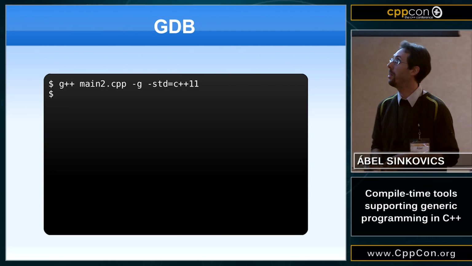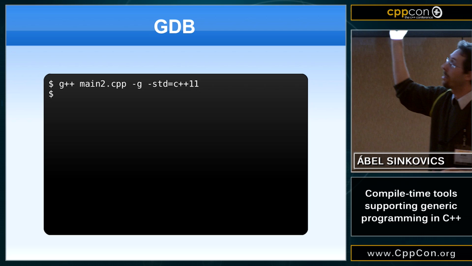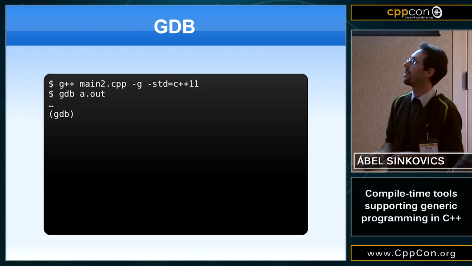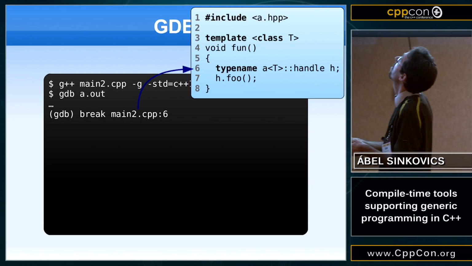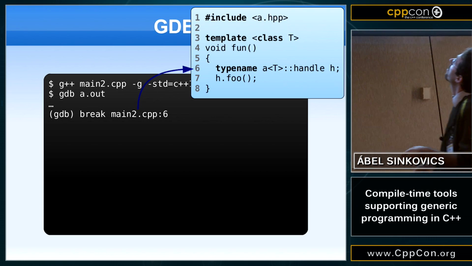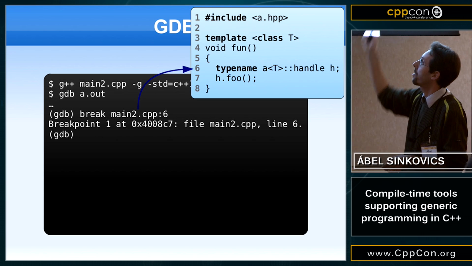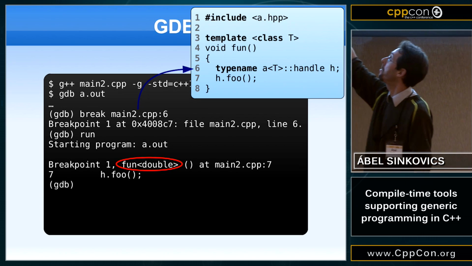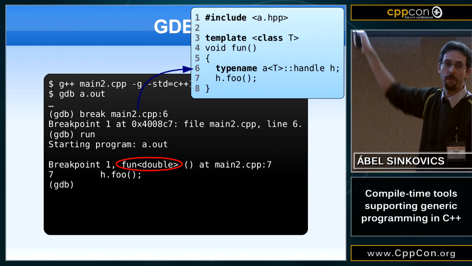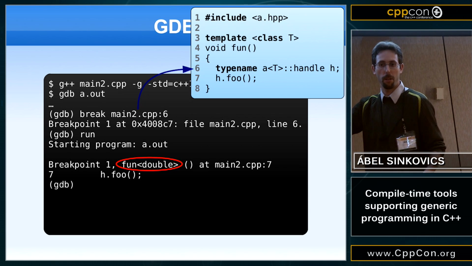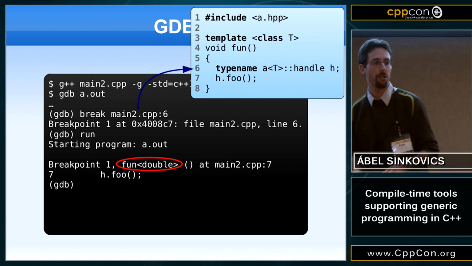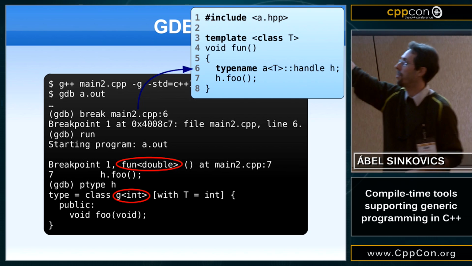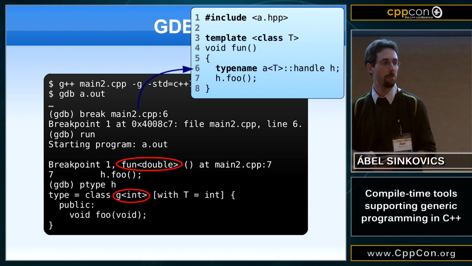Okay, GDB. You can use GDB as well. You can compile your code with debug information, load it in GDB, and set a breakpoint inside the template function. And then you can just run the execution, and when you hit the breakpoint, GDB will tell you which instantiation of your template function you are in. So you can keep trying until you reach the instantiation you are interested in, and then you can ask for the type of this thing, and you get the same output as in the previous example.